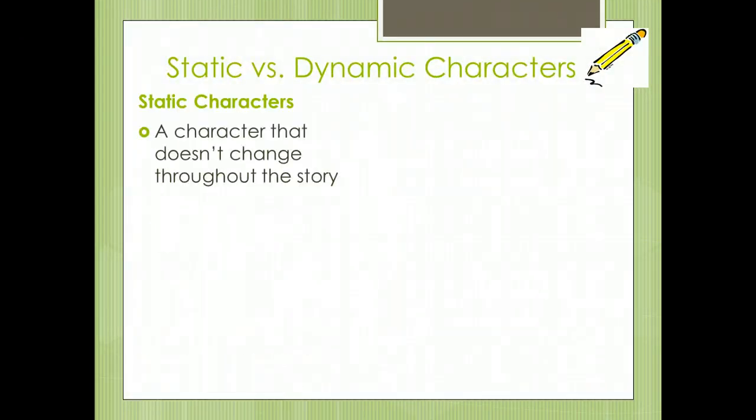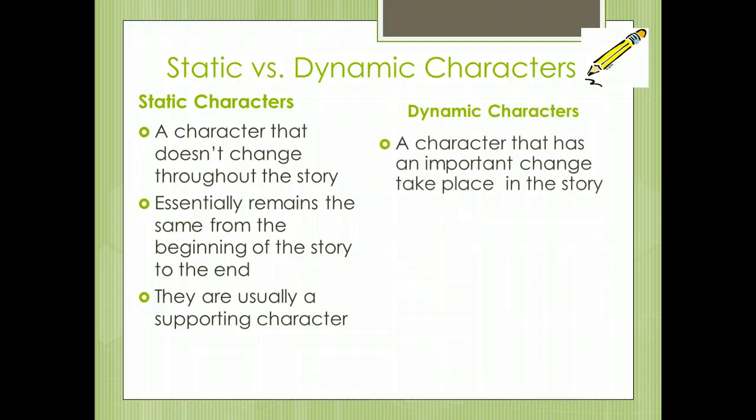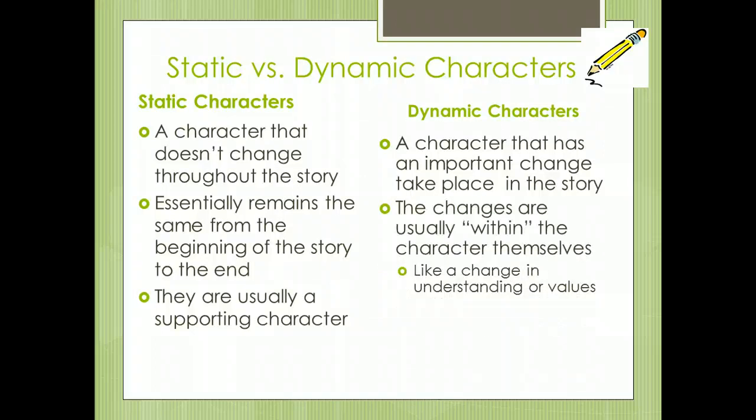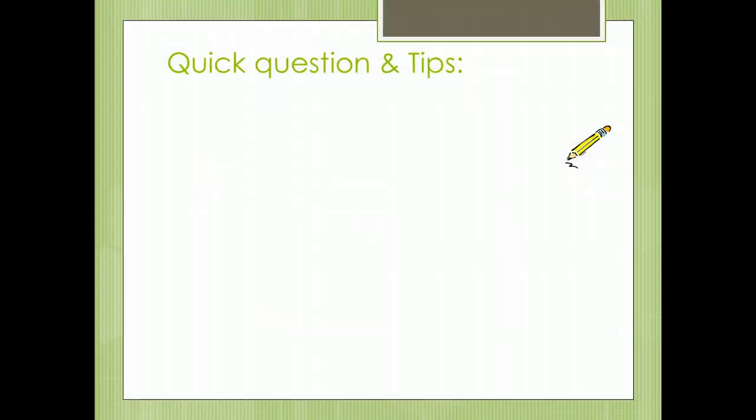Static characters are characters that don't change throughout the story. They essentially remain the same from the beginning to the end and are usually supporting characters. Dynamic characters are characters that have an important change take place, and the changes are usually within themselves, like a change in understanding or values. Usually it's a fully developed character and usually our protagonist.